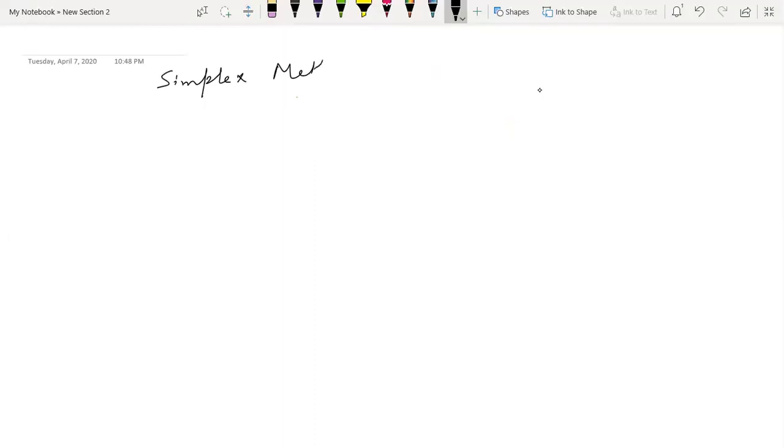Simplex method. So let's continue with our discussion of the simplex method.